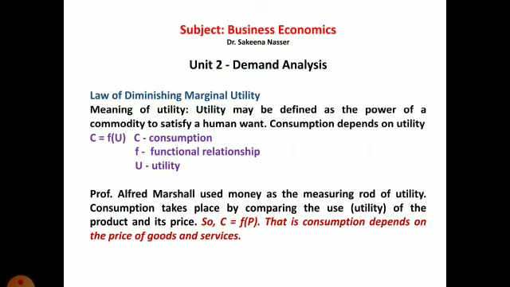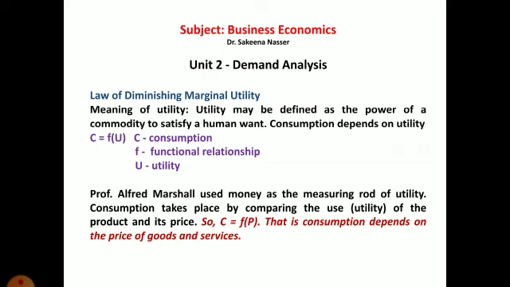Before we look into the law of diminishing marginal utility, let's understand the concepts of consumption and utility. Consumption refers to the satisfaction of human wants by using goods and services. The power of goods and services to satisfy human wants is called utility.